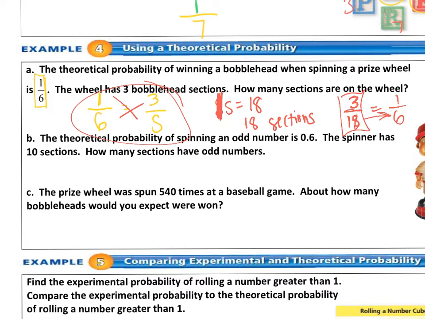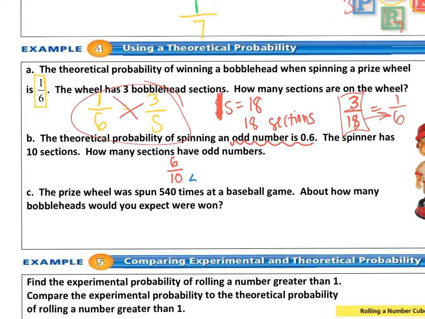Next, the theoretical probability of spinning an odd number is 0.6. The spinner has 10 sections. How many sections have odd numbers? I'm going to first translate this decimal to a fraction. This is 6/10, so I know as a fraction 0.6 is written as 6/10. The spinner has 10 sections, so we have 10 sections total.